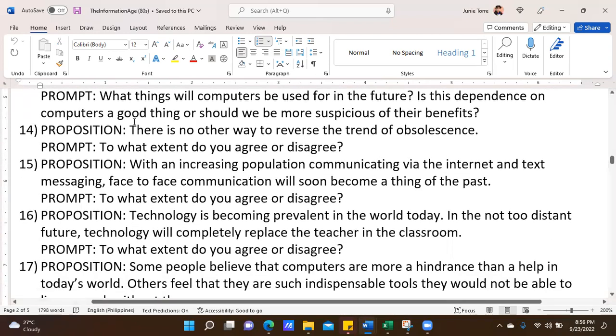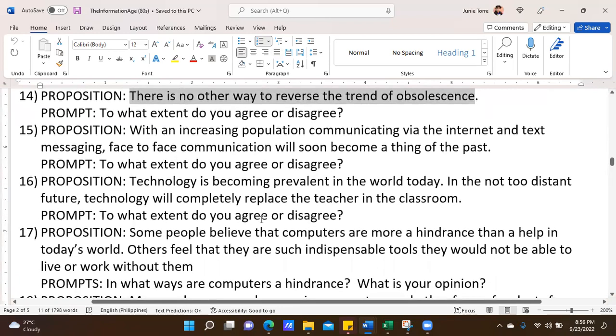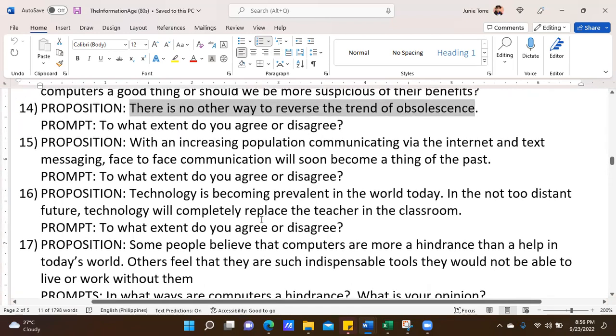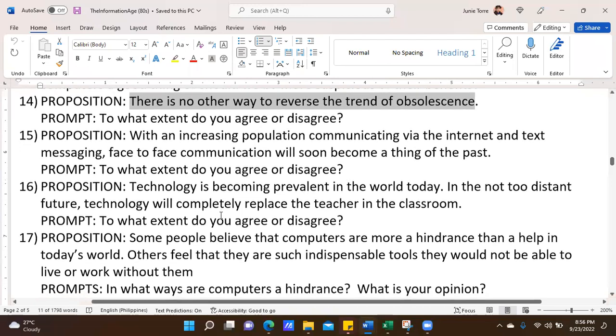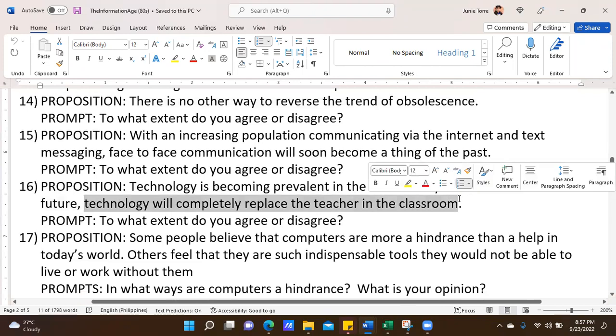There's no other way to reverse the trend of obsolescence. Obsolescence is when things become obsolete. No, ang bilis nung ngayon, guys, diba? Ang bilis ng ano yung mga changes eh. Every year there's an iPhone, for example. Technology will completely replace the teacher in the classroom.